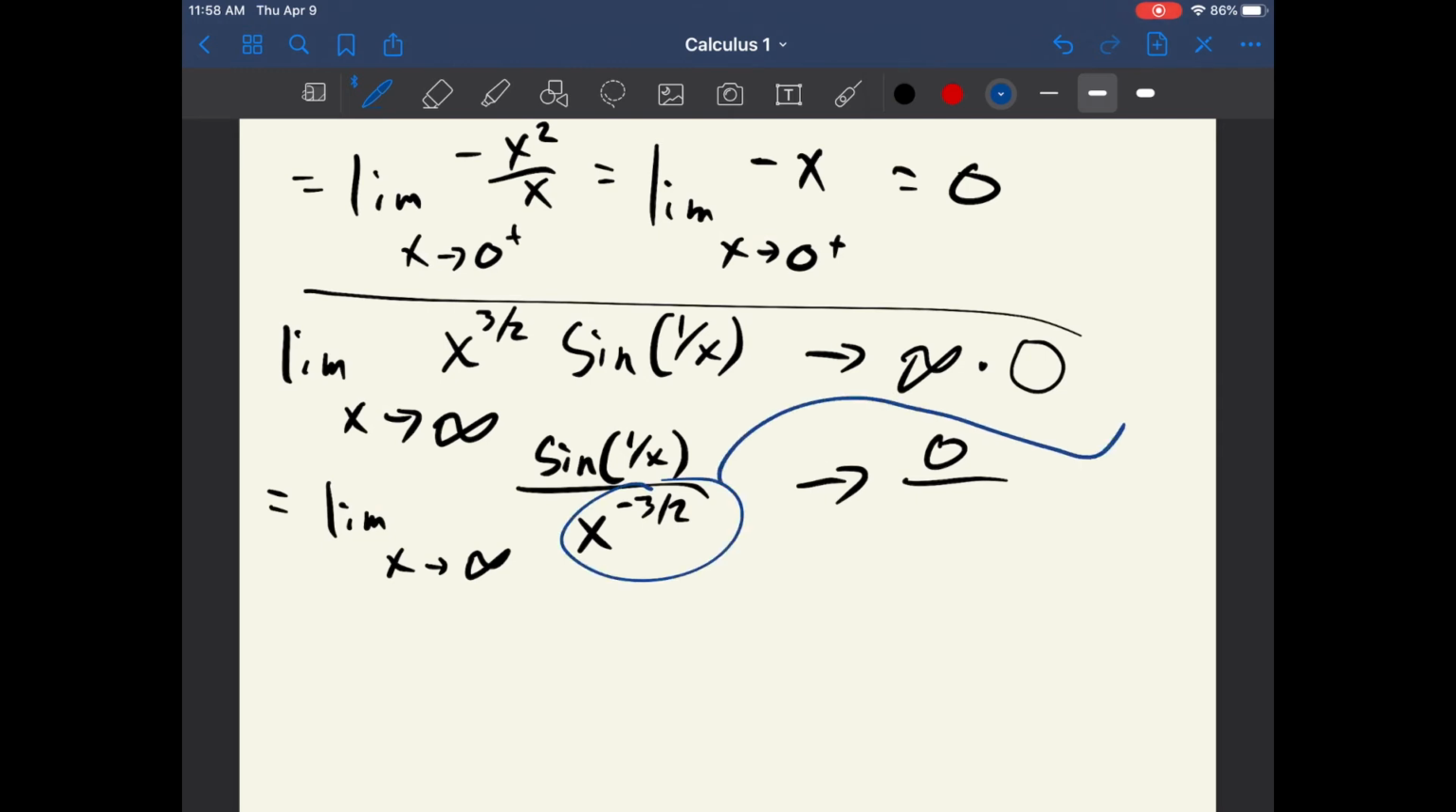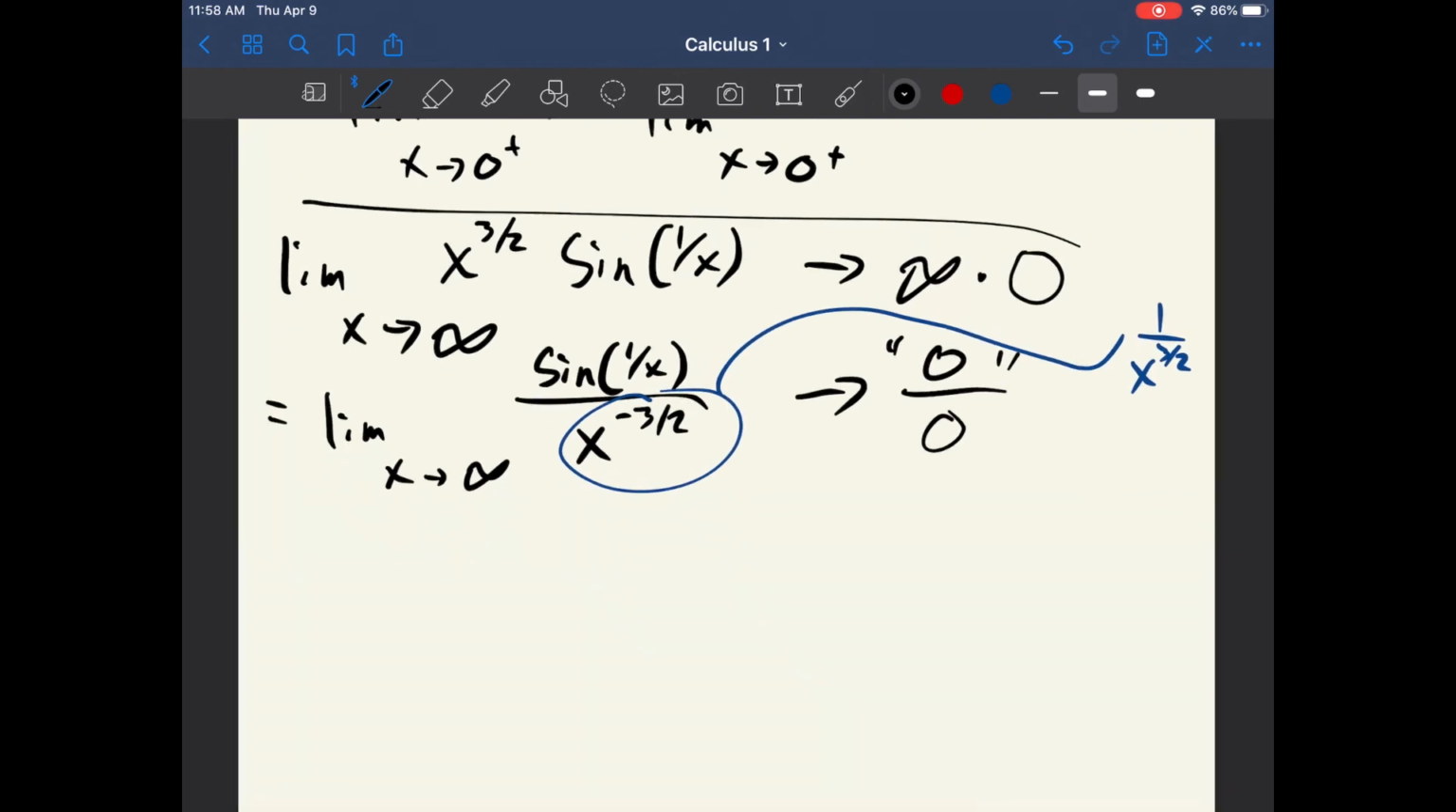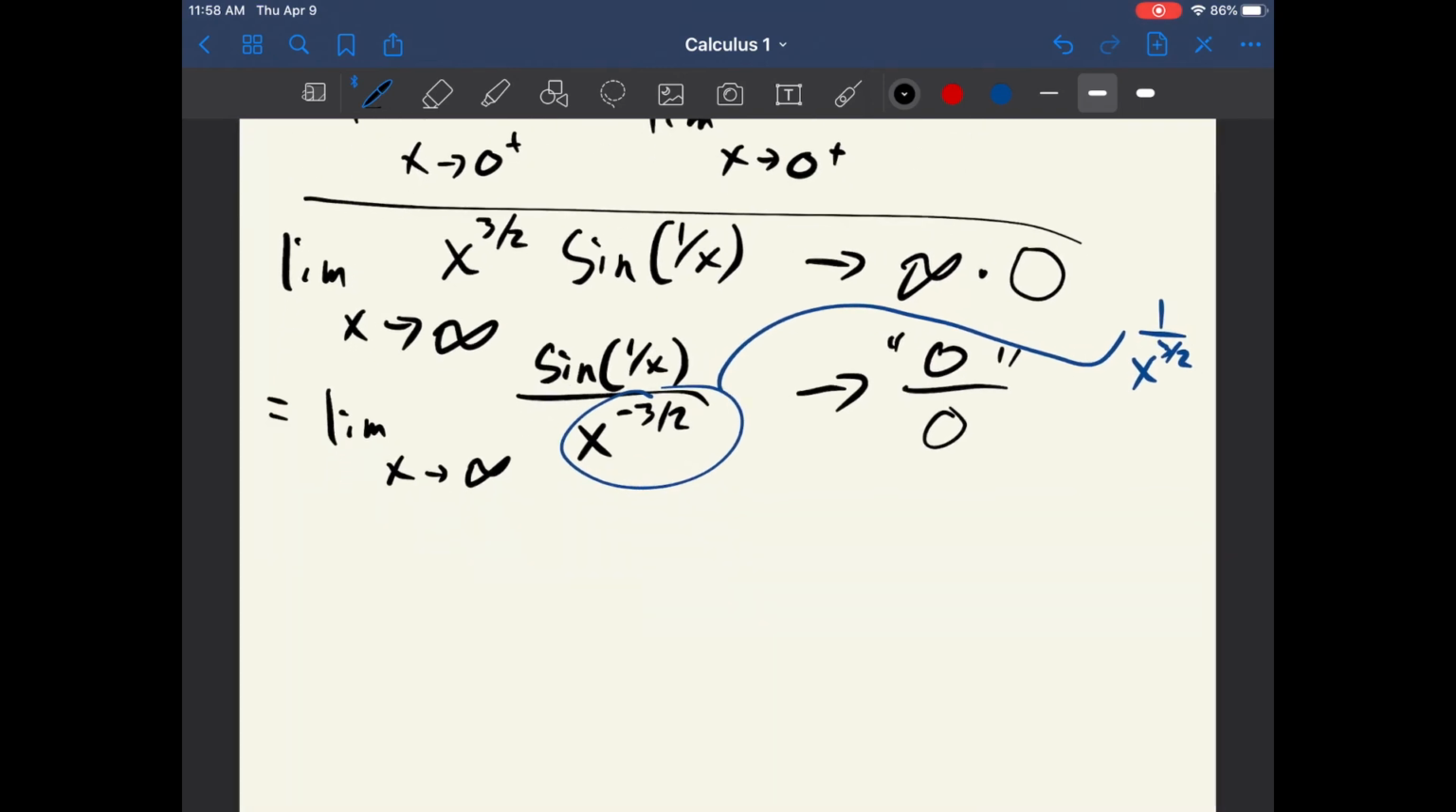So if I'm thinking about this term, right, this is the same as 1 over x to the 3 over 2. So if I'm thinking about where this is going as x goes to infinity, well, this is going to 0, right? So this term right here in the denominator should be going to 0. So this should be going to 0 and 0. So that means we can use L'Hopital's rule, right? So we're going to go ahead and do that.